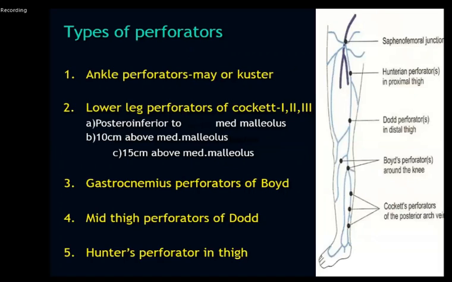Now there are different types of perforators. At the level of the ankle, they are May or Cockett perforators. At the lower leg, perforators are called Cockett perforators, which are 1, 2, and 3 according to the level. And the gastrocnemius perforators are called Boyd, and the mid thigh perforators are called Dodd. And there is also Hunter's perforator in the thigh region.